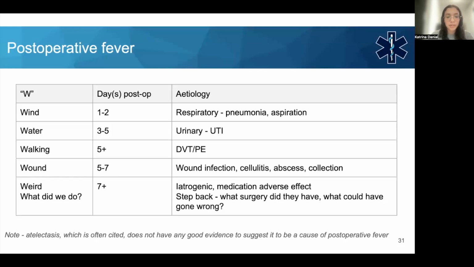From 5 days onwards, we're thinking about walking. Has the patient mobilized, or did they have like a major orthopedic surgery and they're in a lot of pain and they haven't moved, which puts them at an increased risk of a DVT or a PE.